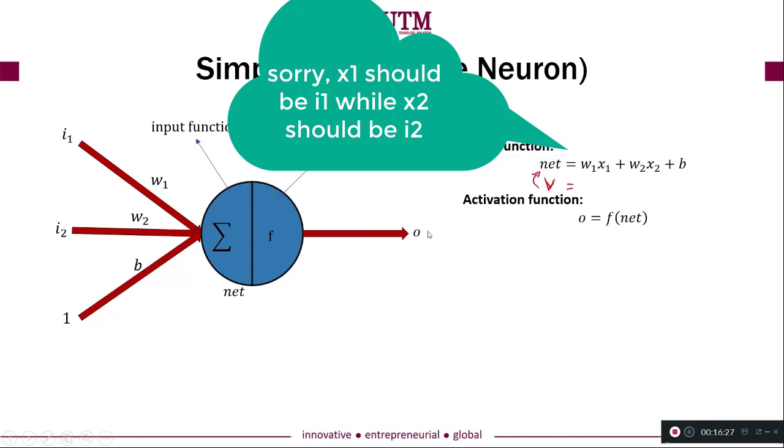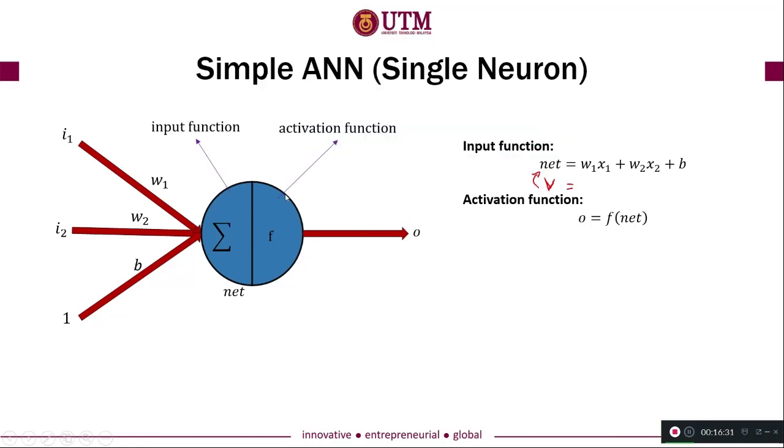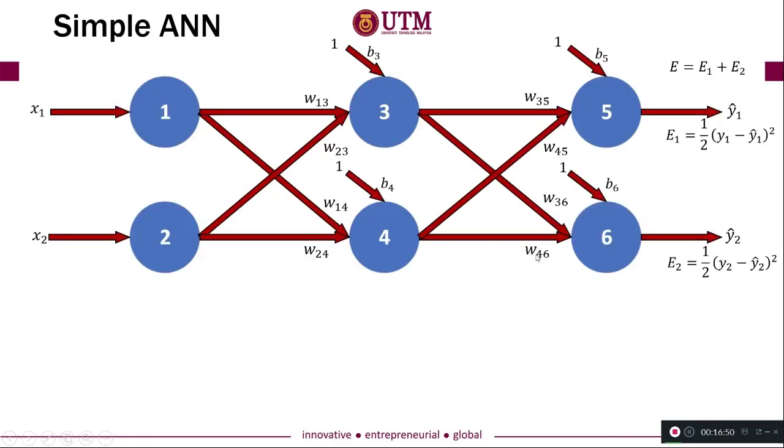And then to find the O, the output of this neuron, I use the letter O there. O means the output of this neuron. So the output for this neuron is equal to your activation function F, where the input is the net. So back to this picture again.